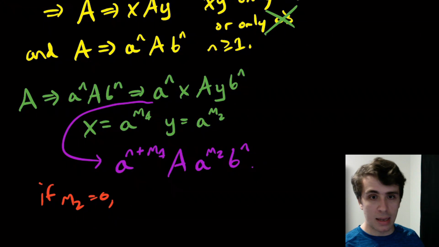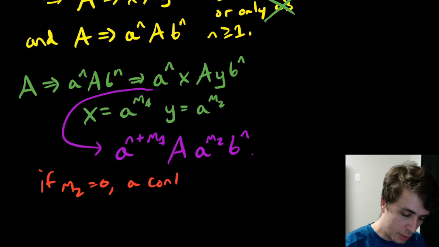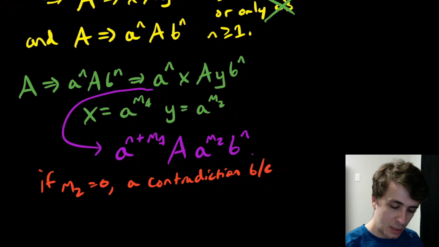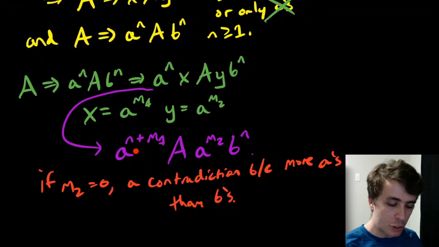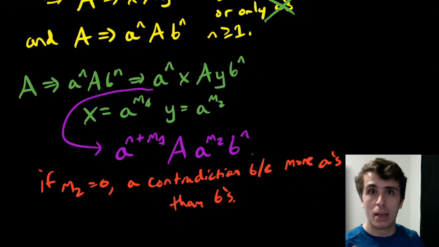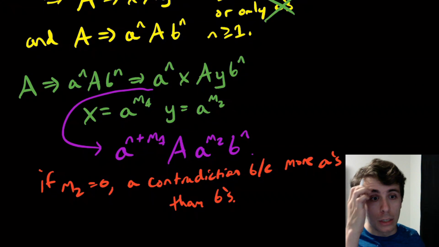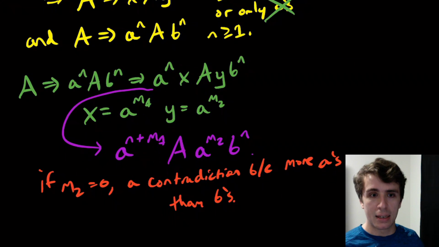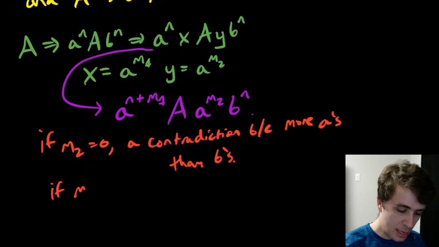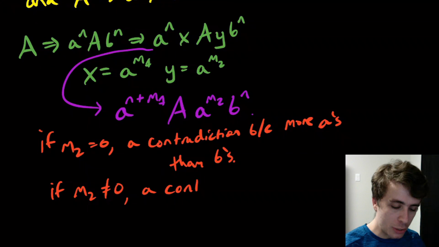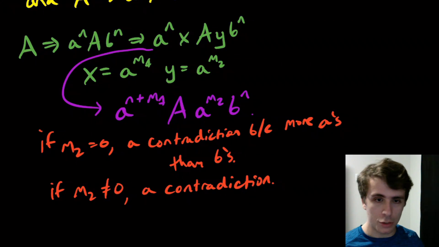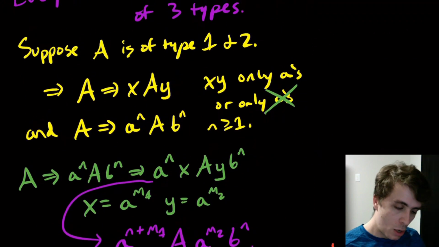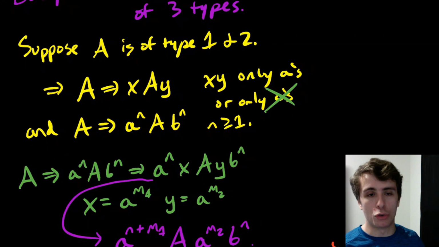So that's a contradiction, because by effectively the same set of rules we'd be able to derive a different number of a's and b's, which was a contradiction for the type 2 variable right here. If we look at the other case, where m2 is not 0, we actually still get a contradiction. I want you to think about why that's the case, so put into the comments what you think. How do we get a contradiction here? That's actually a proof that a variable can't belong to types 1 and 2 simultaneously.